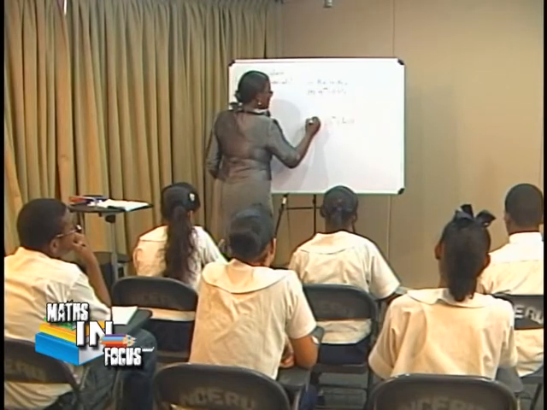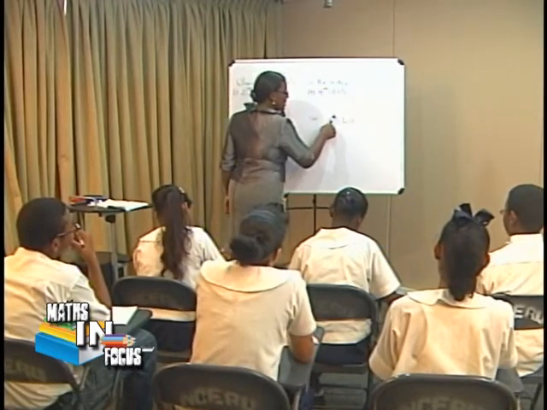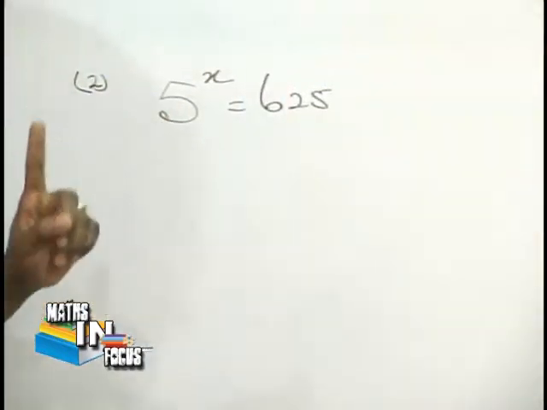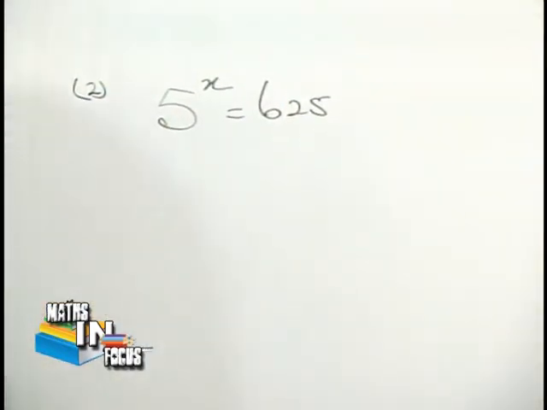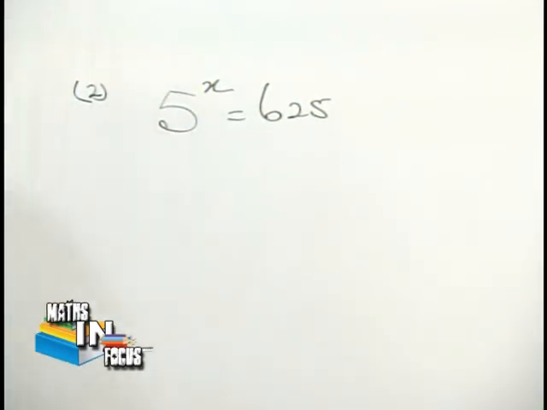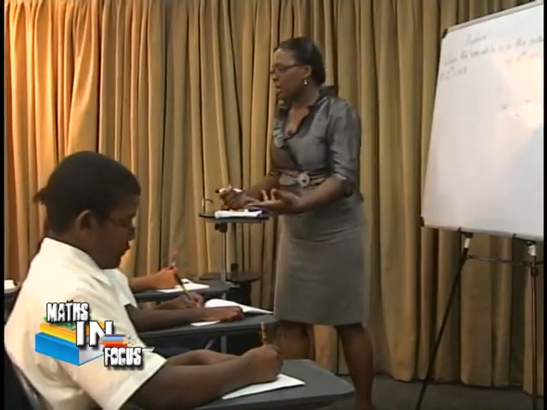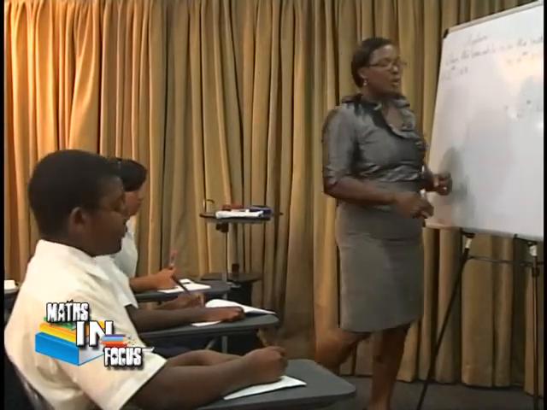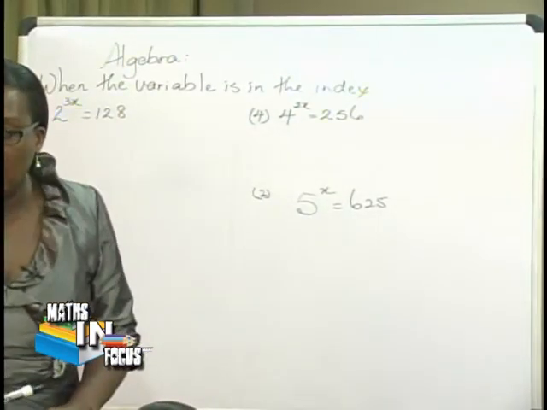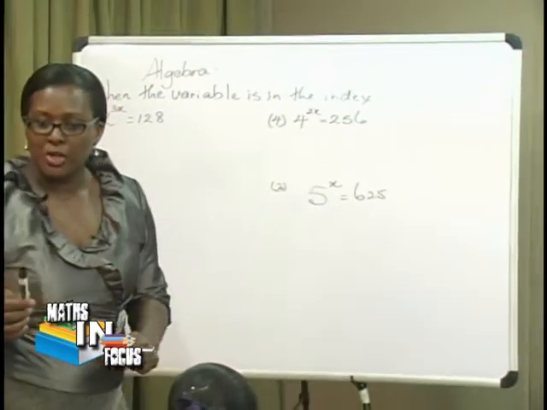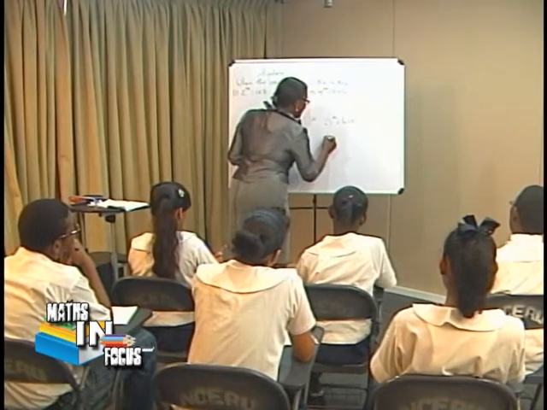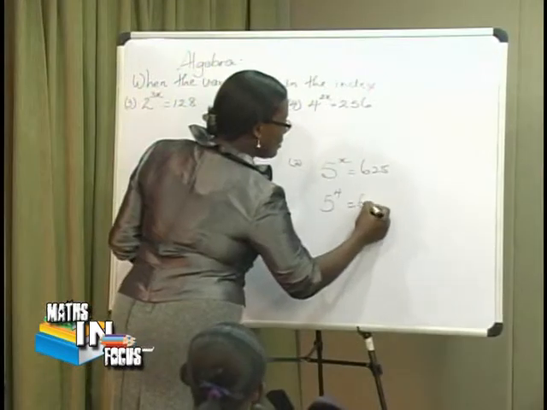This would have been our second example: 5 raised to the x power equals 625. So we ask ourselves, what power do we raise 5 to such that when we finish expanding and multiplying, we get 625? You can either use your fingers quickly, or we can take 625 and rewrite it with a base of 5. What did you get as your answer, Lisa? 4. Lisa has 4. So she's saying that 5 to the 4th power is equal to 625.